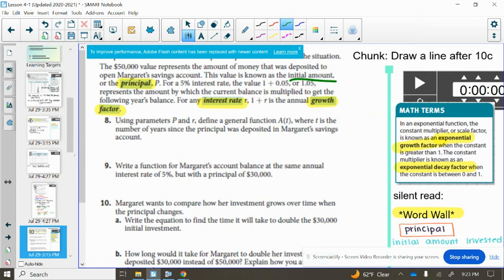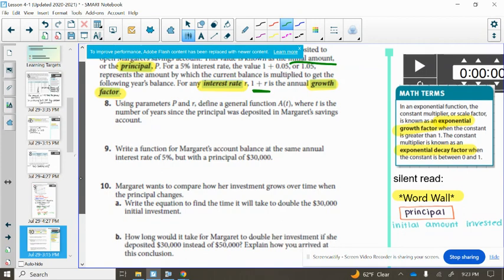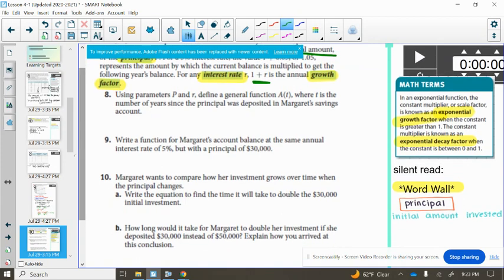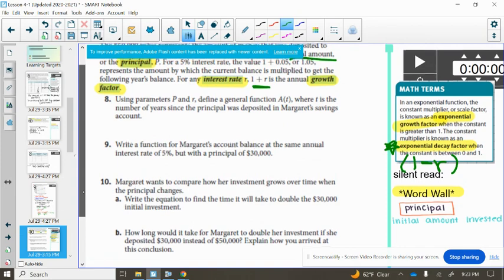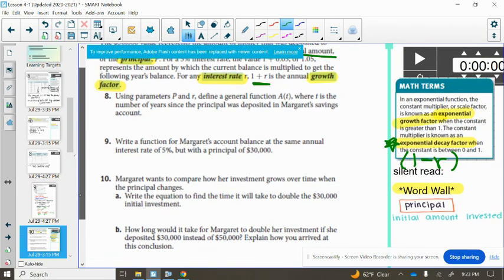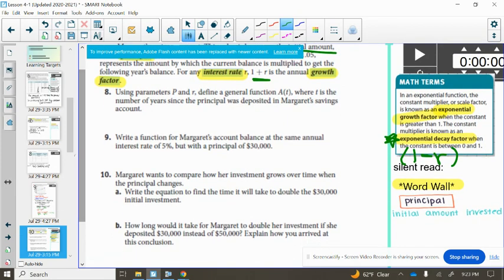And then we have our interest rate. In this case, this is a growth factor because we are adding this on to our initial rate of 100%. There is also something that is known as the decay factor, and that's when we would subtract our percentage away from 1. So that value would be less than 1 if we were decaying. So be aware that that also will happen.